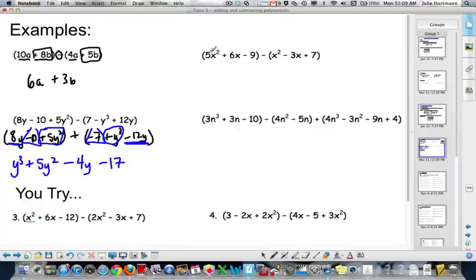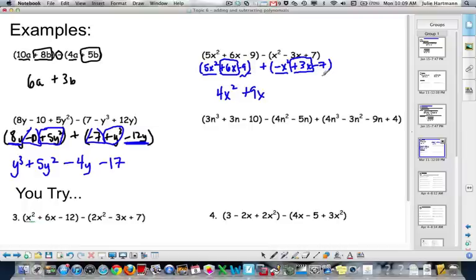So this next one, if I change this to plus and then change my signs to the opposite, okay, so 5x squared plus negative x squared is 4x squared. 6x plus 3x is plus 9x. And then minus 9 plus negative 7 is negative 16.